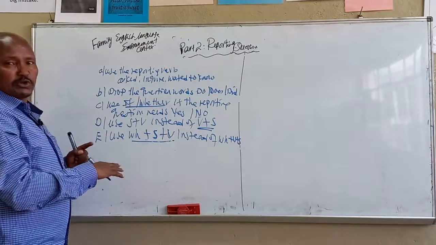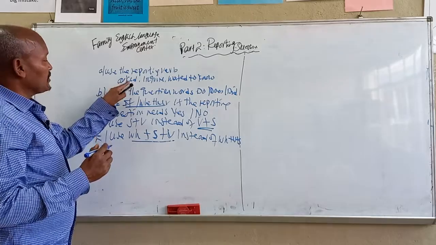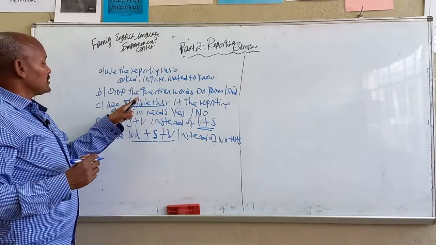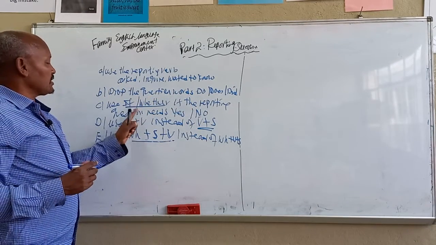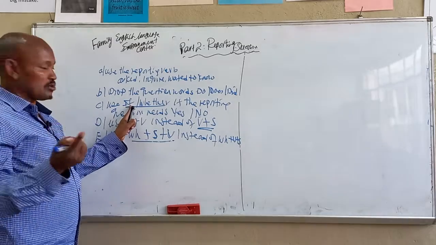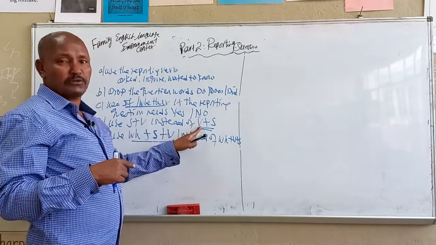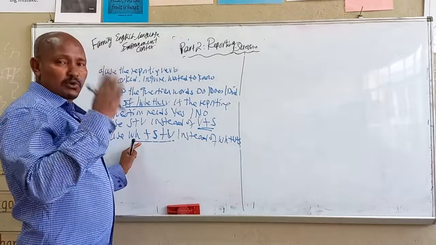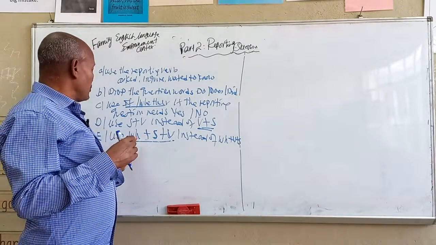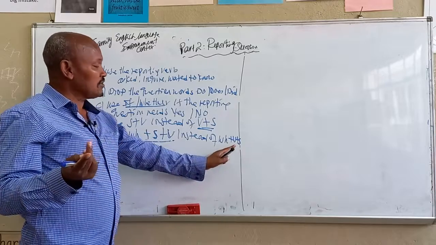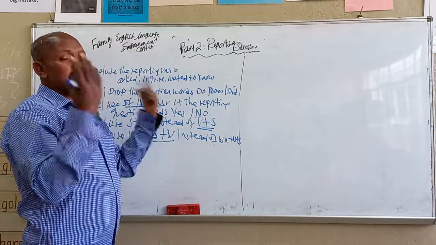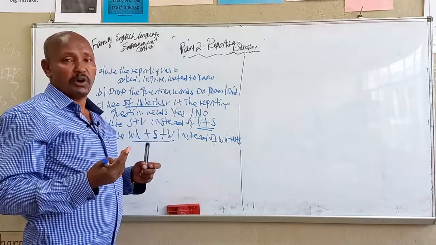So these are the basic rules. First, use the reporting verb. Second, drop the question word. Third, use if or whether if the question is yes or no. The fourth one, use subject plus verb instead of verb plus subject. And the fifth one, if the reported question uses WH word plus verb plus subject, we have to invert it and report it in this way.